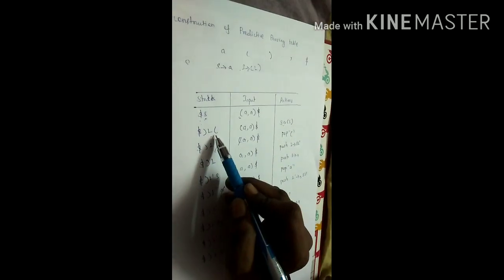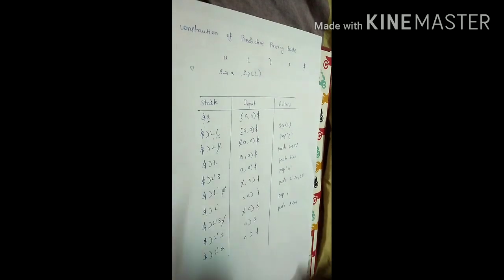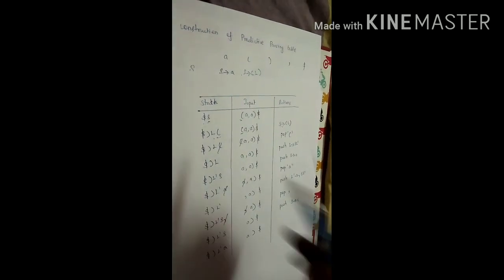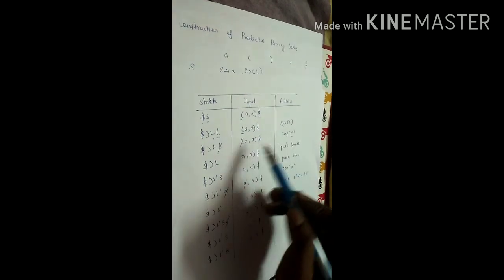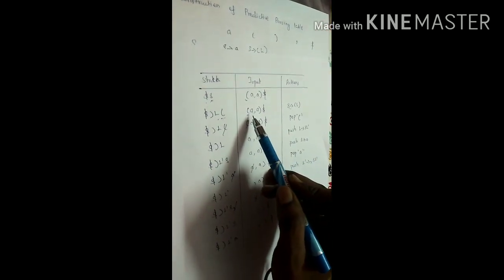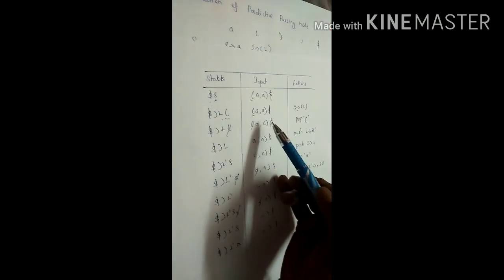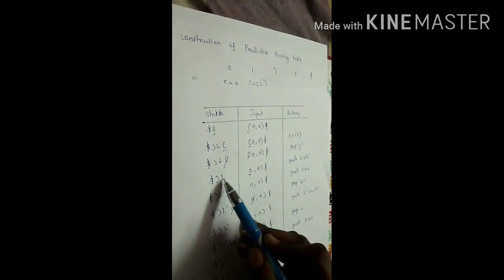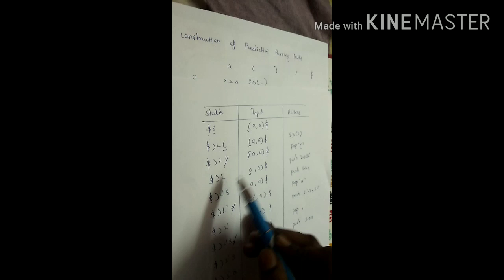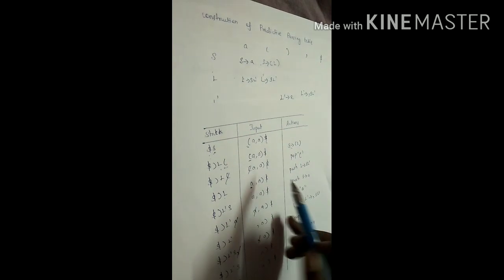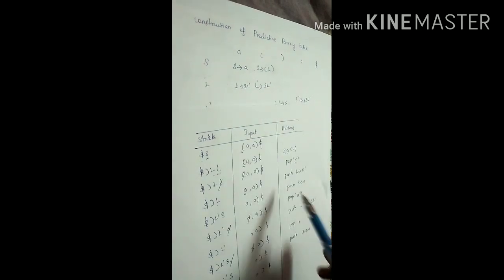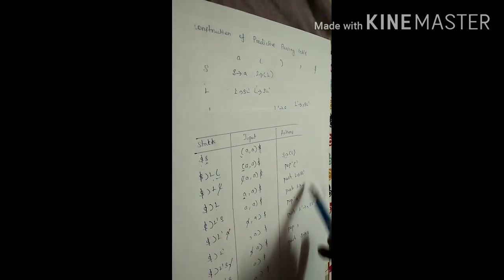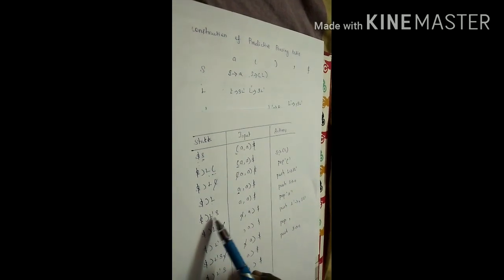After that, the next step: these two symbols are the same. If both symbols are the same, we can pop the symbol. So pop the open bracket and advance the input pointer to point to the next symbol. Now the current input symbol is A, and the symbol on top of the stack is L. We need to consult the parsing table for the entry L comma A. For L comma A, we have the production L tends to SL dash. So push L tends to SL dash in reverse order: first push L dash and then S.